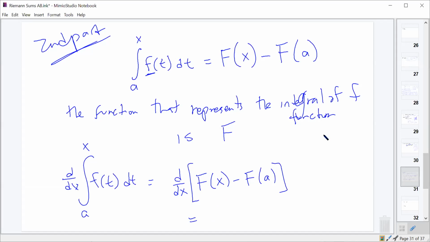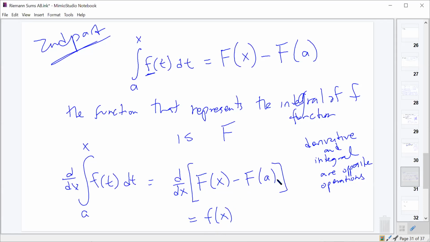So remember that the derivative and integral are opposite operations. Okay. So the integral of little f is capital F. So what should the derivative of capital F be? Little f. It should be little f. So the derivative of capital F of x ought to be little f of x.